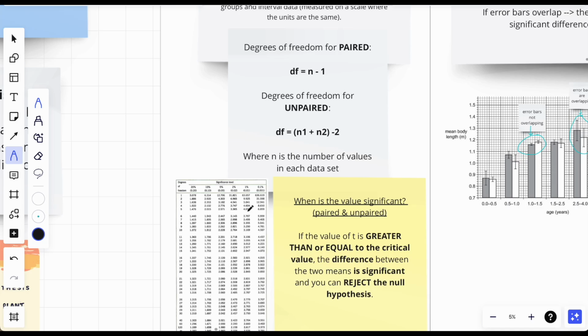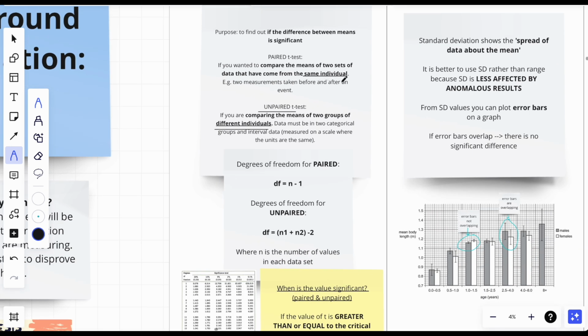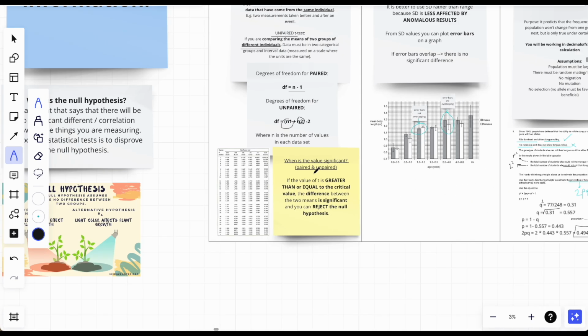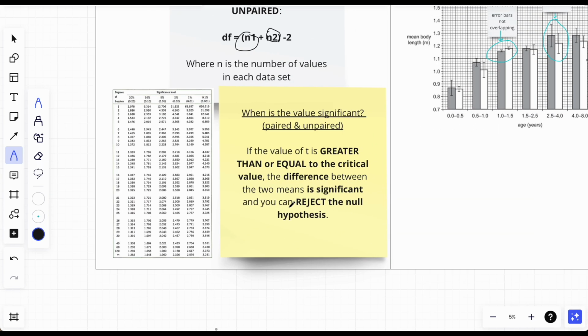So how do you know when a value is significant? You need to work out the degrees of freedom. If you're doing a paired t-test, remember this is from the same individual, you just do the sample size minus 1. If you want to work out the degrees of freedom for unpaired, so it comes from different individuals from 2 groups, then it's just the sample size of group 1 plus group 2, added together, minus 2. Everything I wrote in a yellow sticky note is the version you should memorize, and if it's the flip, just reverse the argument, okay?